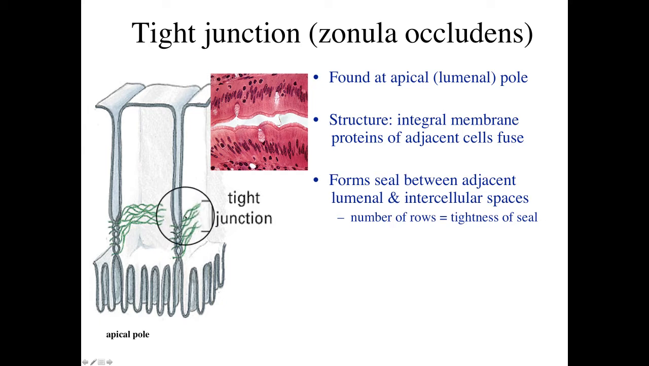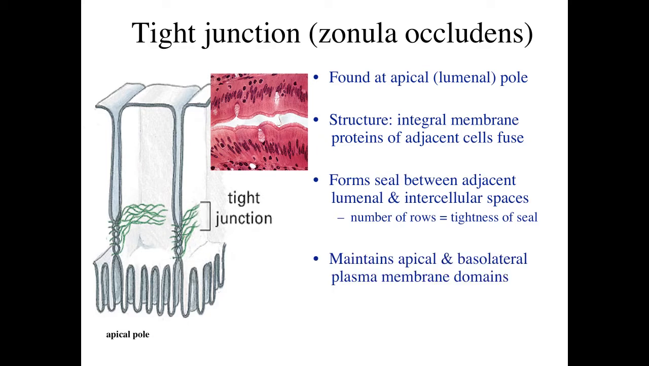The number of rows of these where these proteins fuse in the tight junctions determines the tightness of the seal, and that will become clear, I think, in a couple of minutes. Tight junctions maintain apical and basolateral plasma membrane domains.